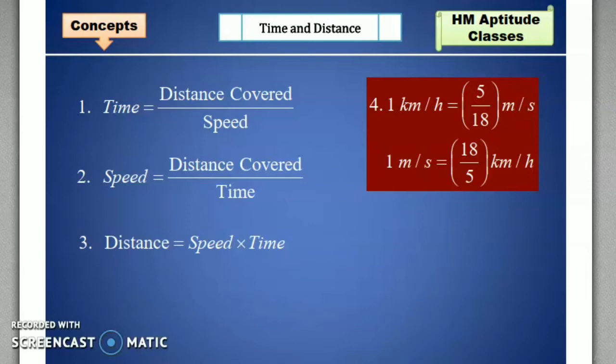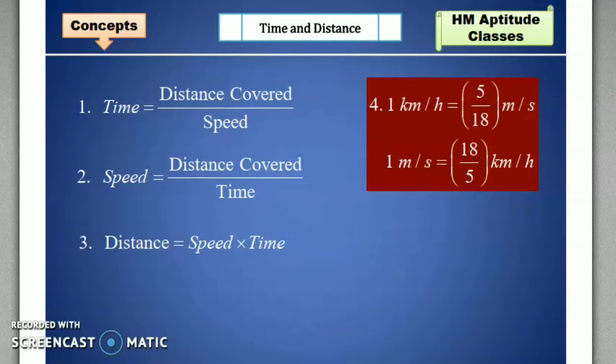In this video we're going to talk about time and distance, and this topic is very important for your written examination for different jobs. You will get around 2 to 3 numericals based upon this topic. So basically we are all aware of the concepts of time and distance from real life.